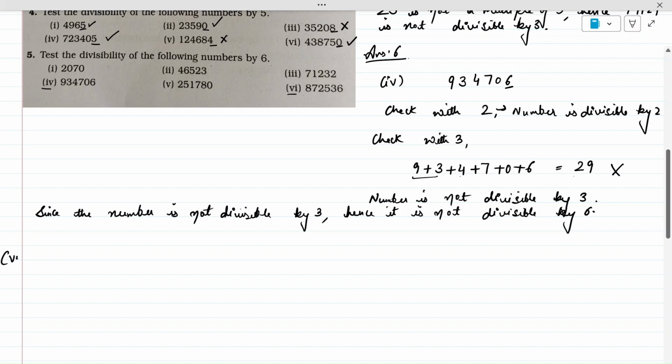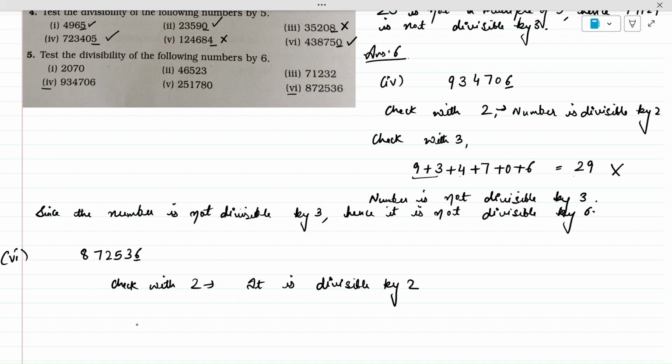Okay, next, sixth, we have 8, 7, 2, 5, 3, 6. So let's check with 2. Again, it's very easy. Check with 2 is a pass, because we have the last number as 6, which is an even number. So it is divisible by 2. Now let's check with 3.